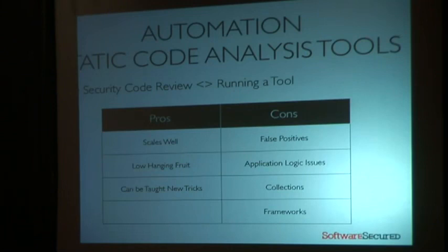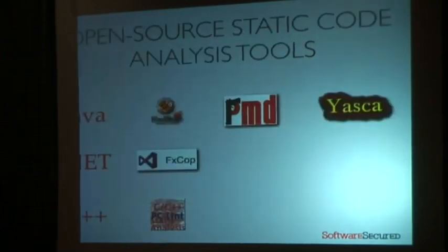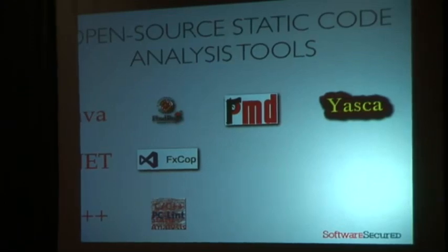Cons: they're full of false positives. They miss application logic issues, and they have a problem with frameworks and collections. They just stumble when they see a collection, like a list, like an array. If you have a Struts application, these are the areas where they don't perform as well. So there are a bunch of open source free tools at your disposal. All these tools are free to use. For Java, you've got FindBugs, PMD, Yasca, which stands for Yet Another Source Code Analyzer. Funny name. For .NET, you've got FxCop, and for C++, the good old famous PC-Lint.